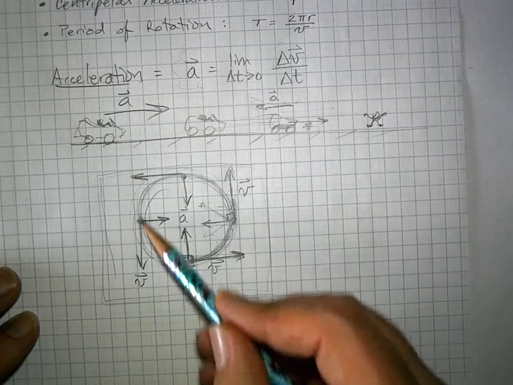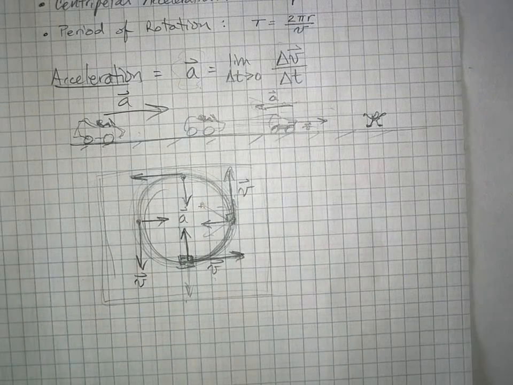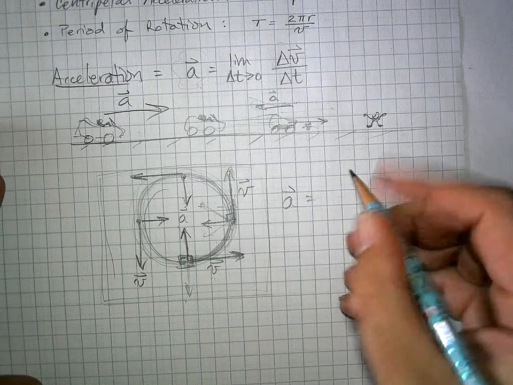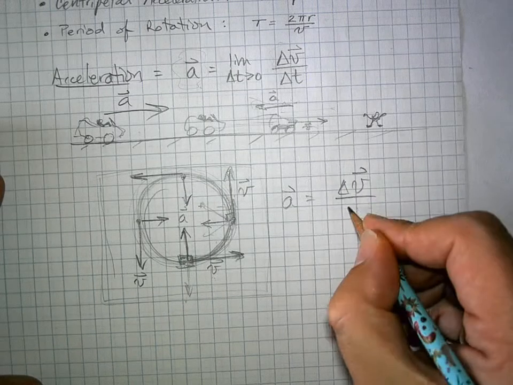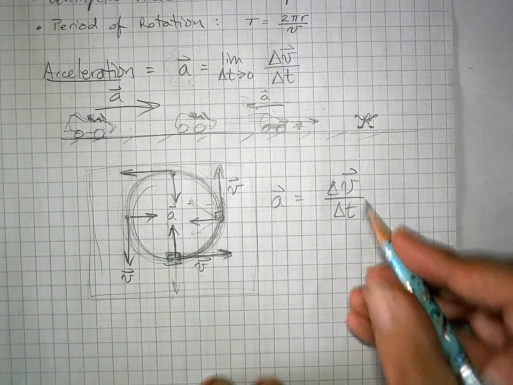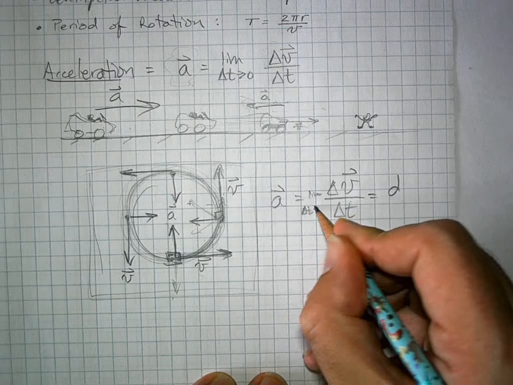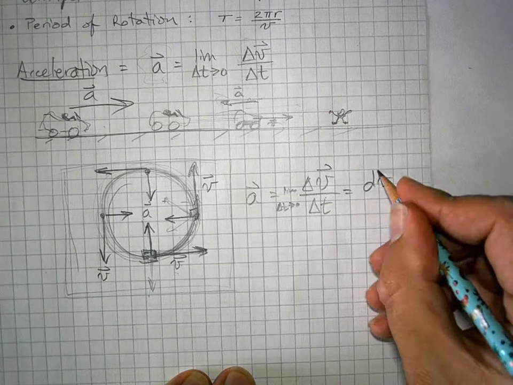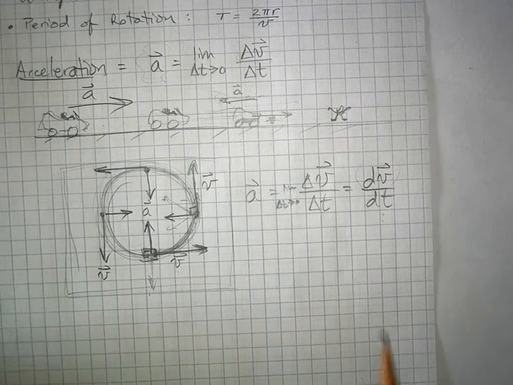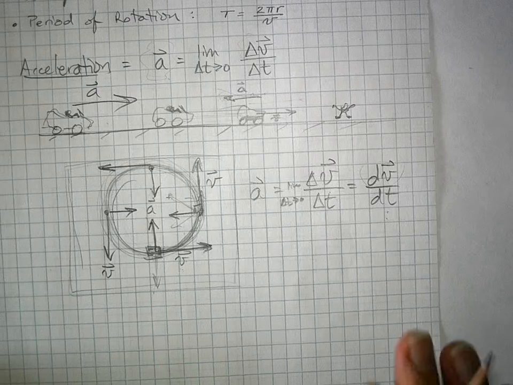I'm moving with constant speed in a circle, and I need an acceleration to do that. Because acceleration is a change in velocity over a change in time. Right? This is average acceleration. But if I take the limit as delta t goes to 0, that becomes dv/dt. This is a rate of change of velocity. And I'm not changing my speed, I am changing the direction of my velocity, and that's the key idea here.